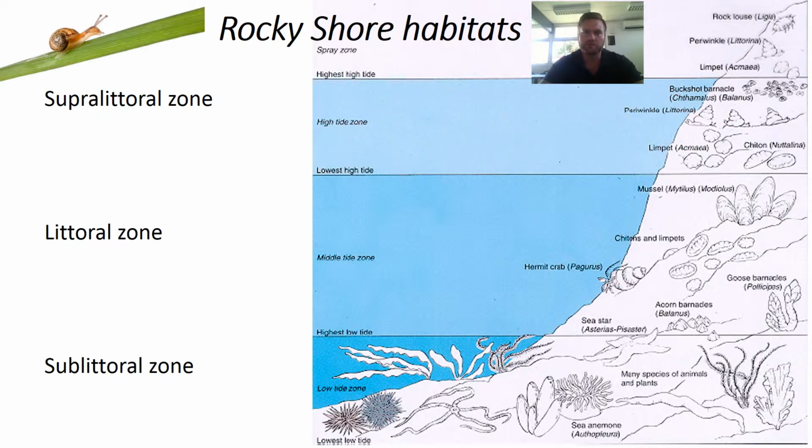And we'll do one also in the sublittoral zone, which is below the low tide mark, and we'll have a look at some of the animals that live there. Obviously these areas are covered by water all the time, so animals there need to be adapted to being completely submerged.